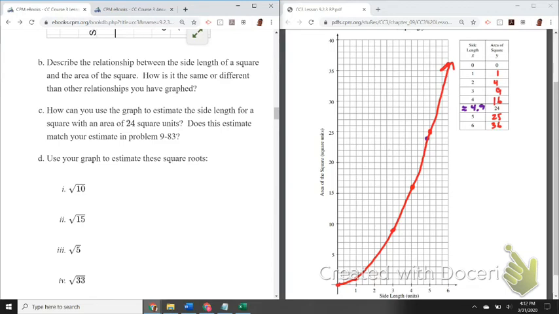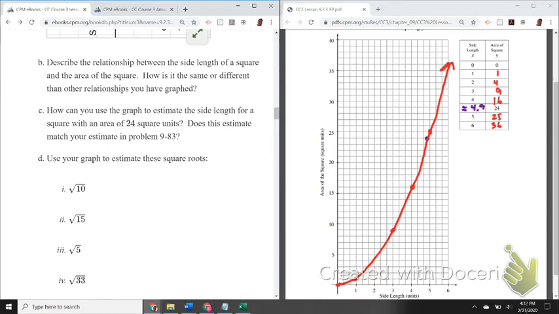Okay. So part of question A asked you, should we connect the dots after we plotted it? Yes, we should definitely connect the dots, because connecting the dots lets you estimate certain values, like in problem D, which we're going to talk about in a minute. So let's jump to question B.